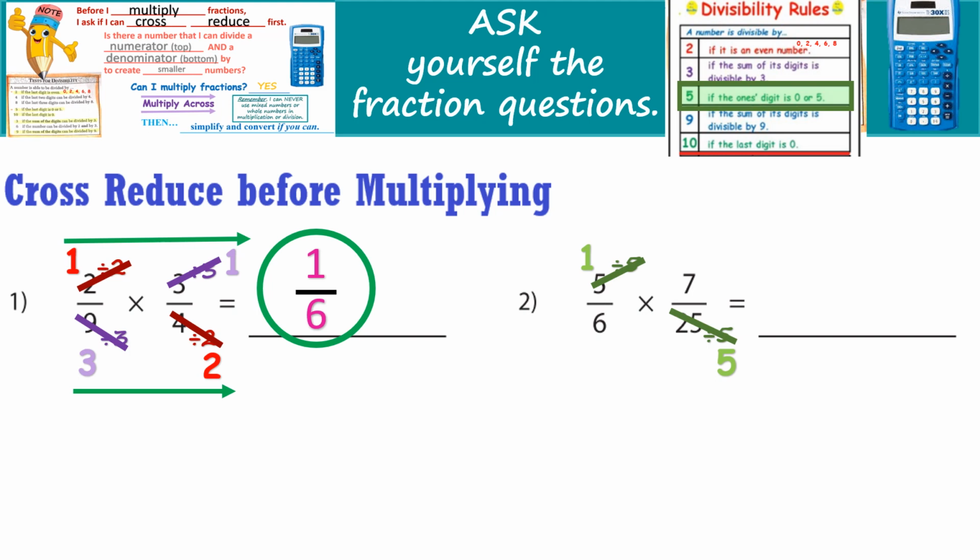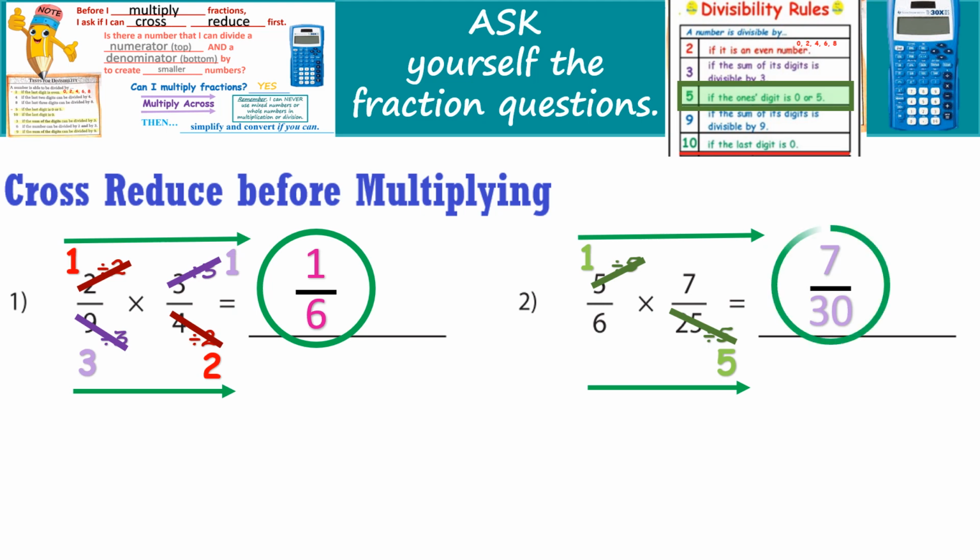So now I'm left with a multiplication problem. Can I multiply fractions? Yes. Step 1, multiply across. So I'm going to multiply 1 times 7, which is 7, and 6 times 5, which is 30. Now, you can check those divisibility rules just to make sure that you have reduced as far as you can, but 7 is a prime number, and 7 will not go into 30 evenly. Therefore, we know that 7/30 is our answer.